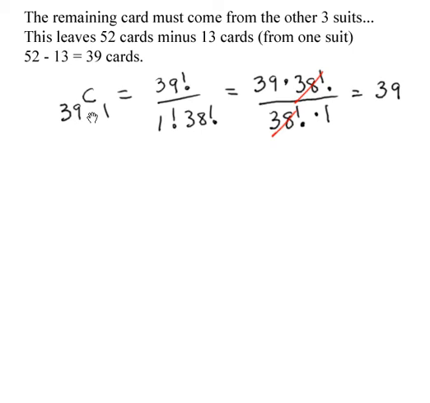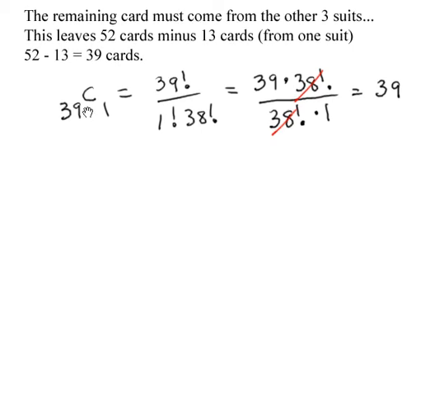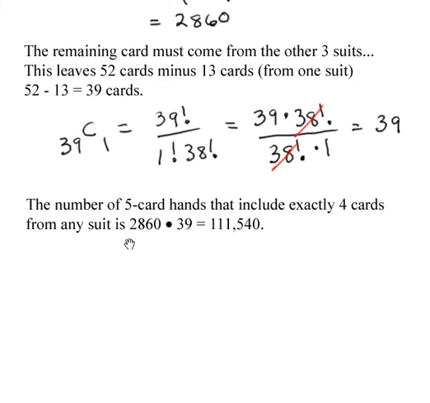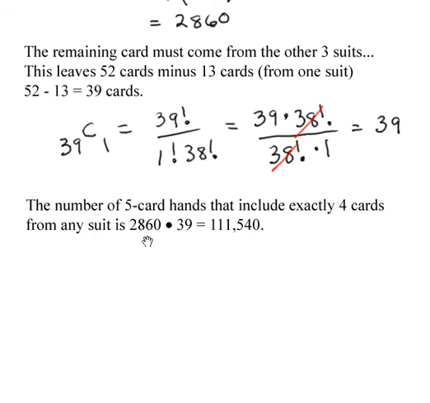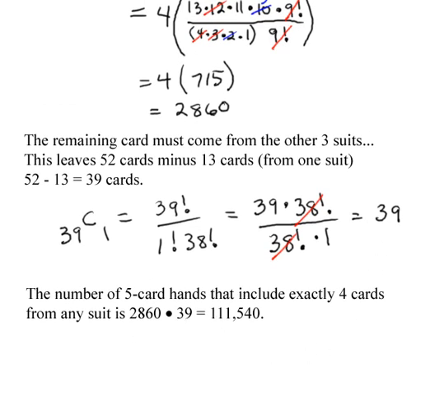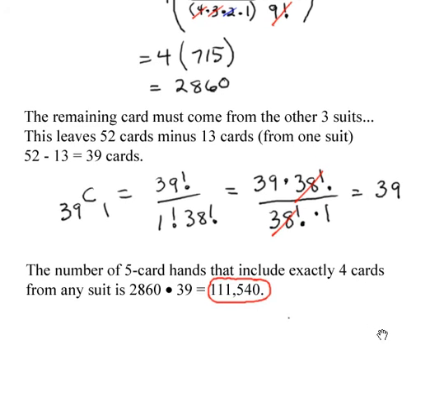Now again, we can reason this one out in our head. 39 cards, how many ways to choose one? There's 39. All right, well, we look at this. The number of 5-card hands that include exactly 4 cards from any one suit we said was 2,860 from above. We multiply that times 39. We get 111,540. So that's the number of 5-card hands that include exactly 4 cards from any one suit, and then the one remaining from the other suit.